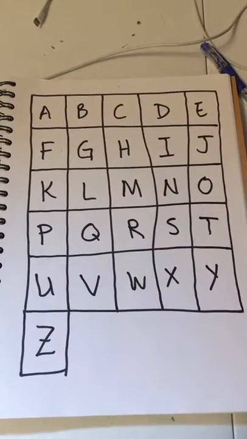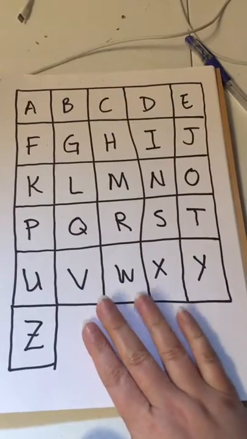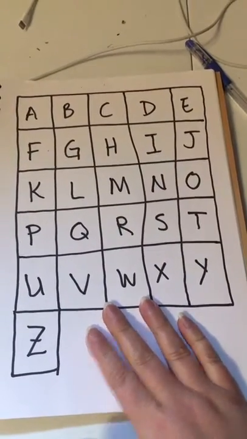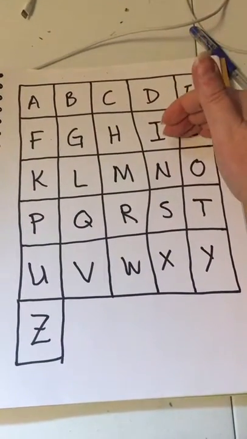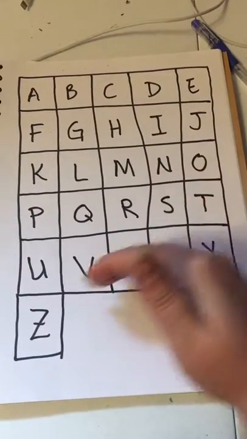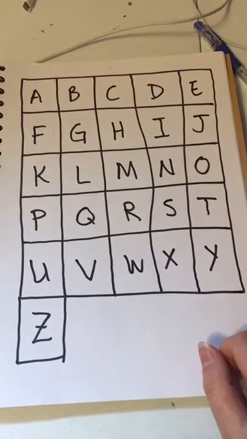This is what a low-tech communications board looks like. Basically, I just have rows with letters, right? And I'm going to ask Gary a question, and I've got Gary here via Skype. Say hi, Gary.